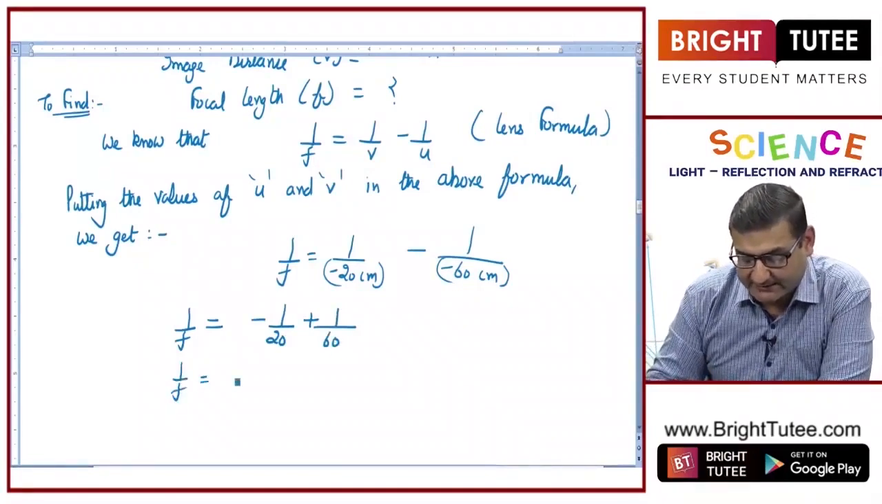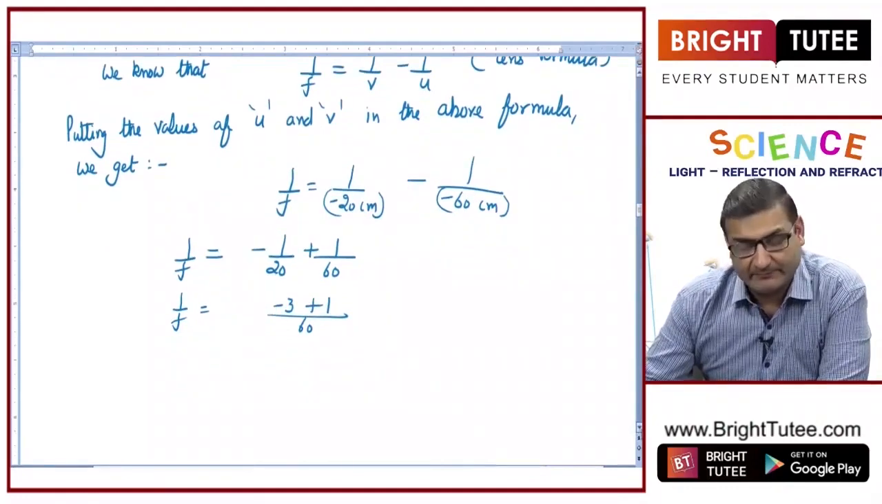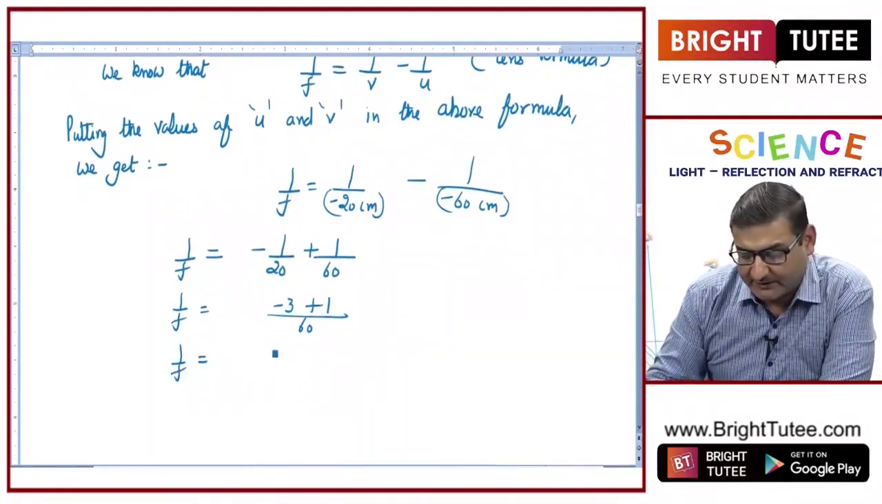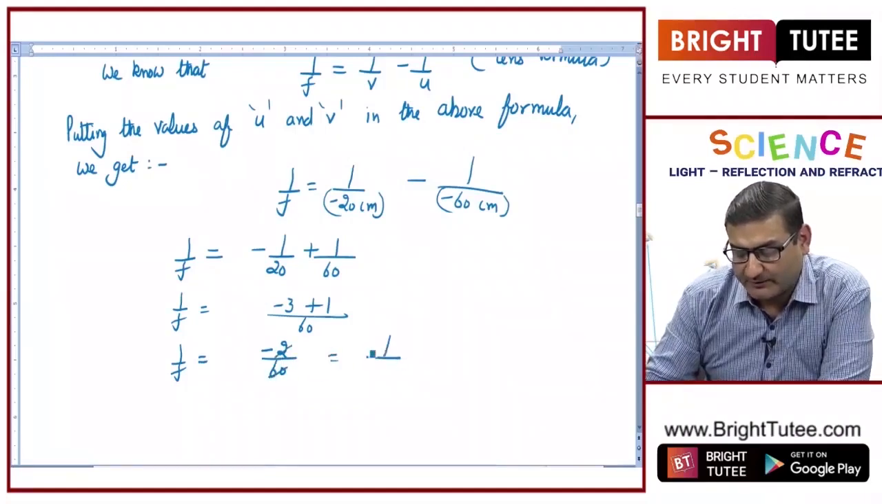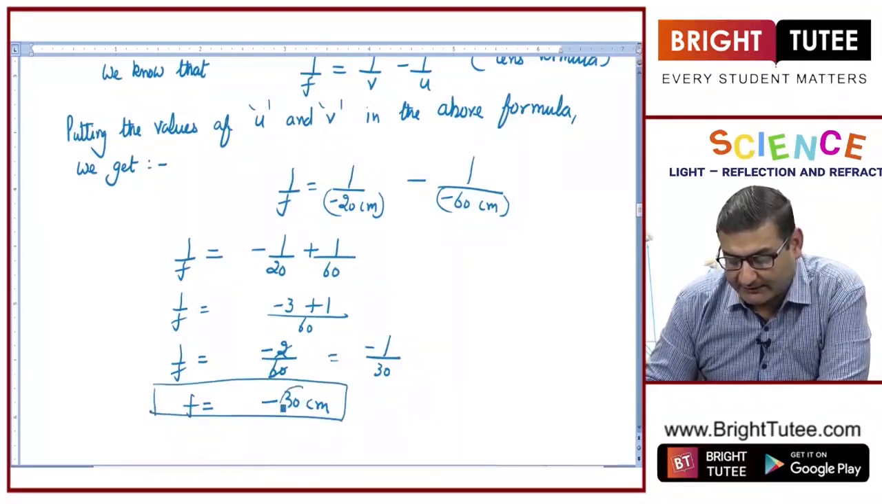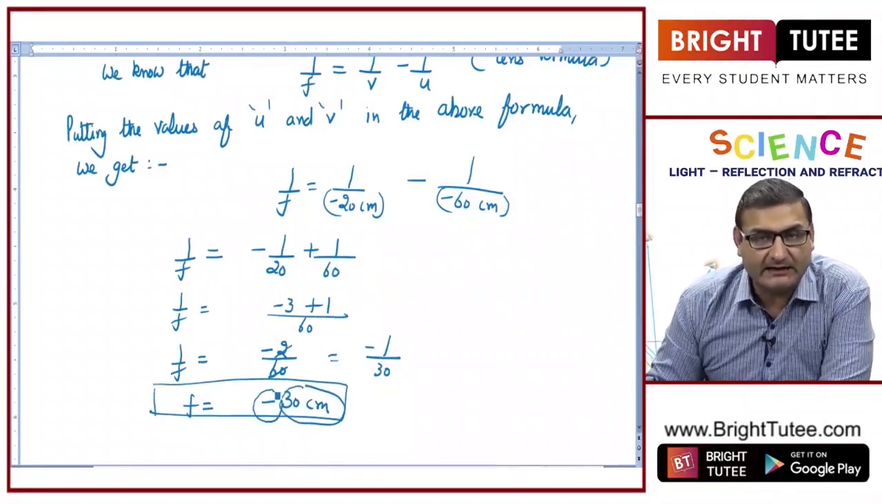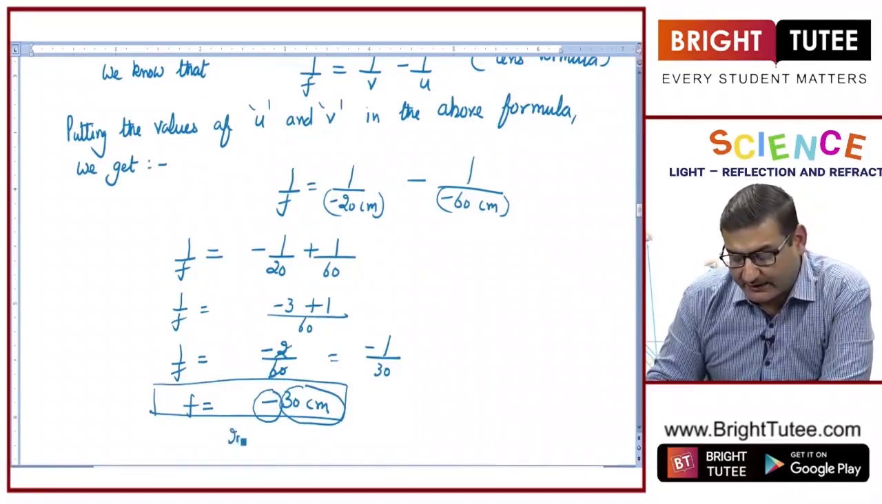Now I'll be taking the LCM. LCM is taken out to be 60. So it is minus 3 plus 1. Fine. So it comes out to be 1 by f is equal to minus 2 upon 60. Cancelling it out, it comes out to be minus 1 upon 30. Taking the reciprocal, focal length is minus 30 centimeters. Now I have got the focal length to be 30 centimeters and this minus sign indicates that the focus is in front of the lens, right?